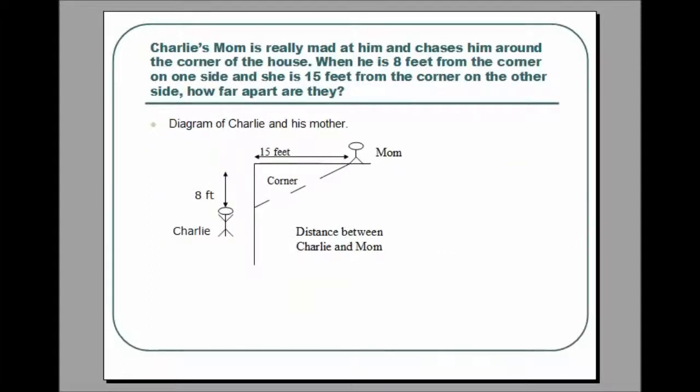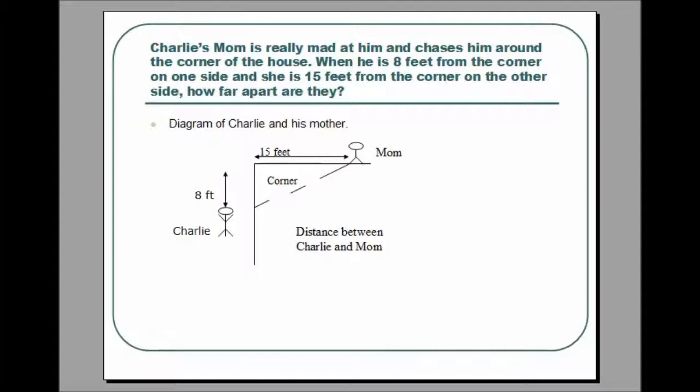Here's another Charlie problem. Charlie's mom is really mad at him and chases him around the corner of the house. When he is 8 feet from the corner on one side and she is 15 feet from the corner on the other side, how far apart are they?